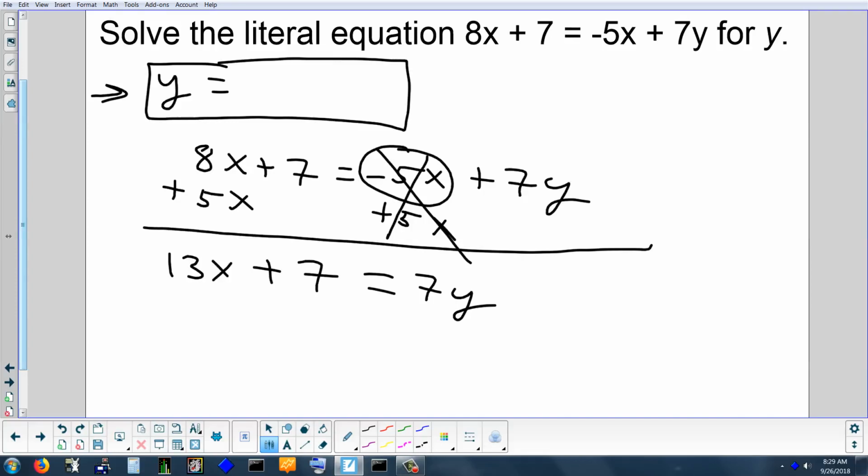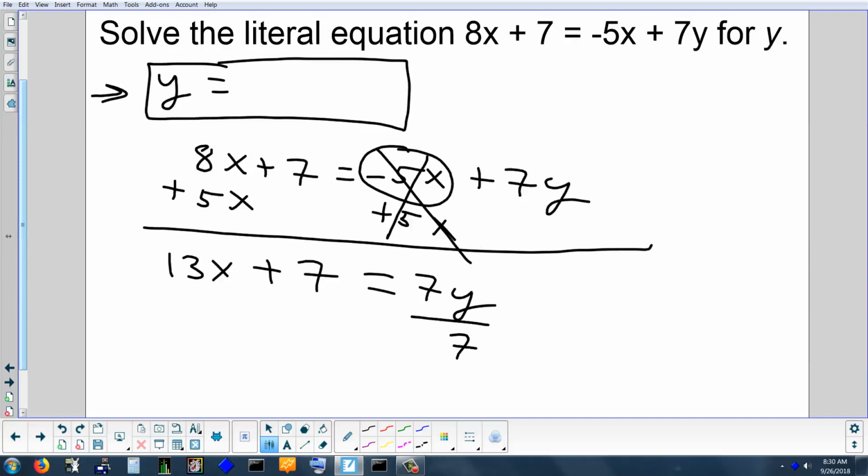Okay, are we good? Is y by itself? No, Jacob said no. There's still one more thing there, and I think Gigi told us earlier, it's that 7. So now we've got to figure out how to get rid of that 7. Yeah, Jacob? You have to divide by the 7. Perfect. We're going to divide by 7.